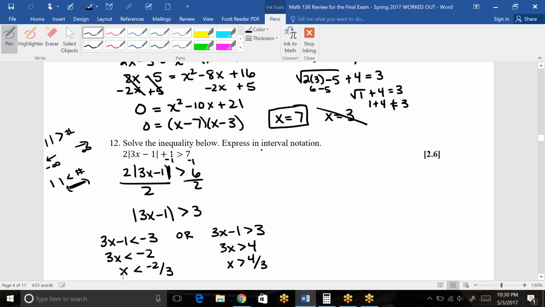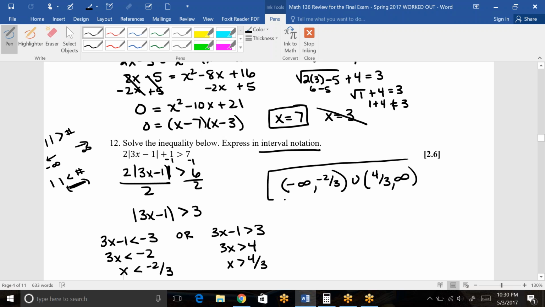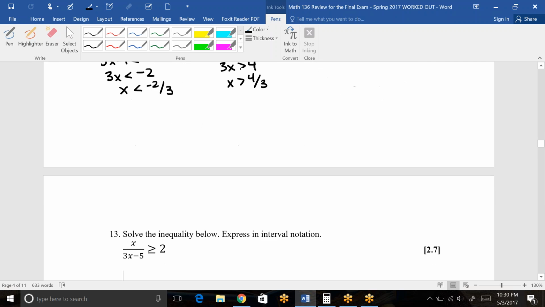So our interval notation, because we do have to write it in that, would be negative infinity to -2/3. That's this part right here, so that's to the left, unioned with 4/3 to positive infinity, which is the greater than case.